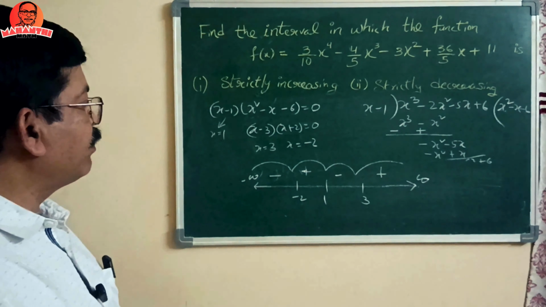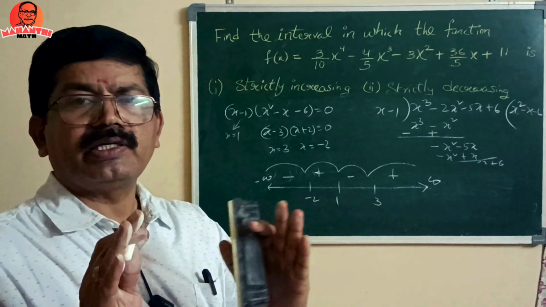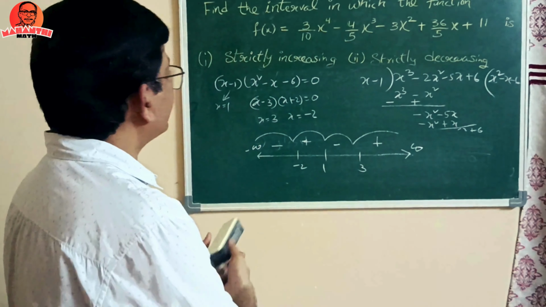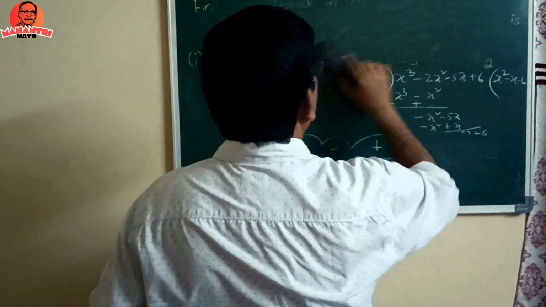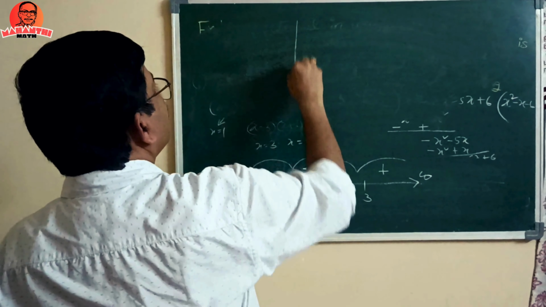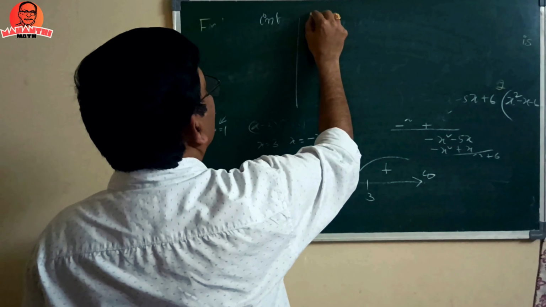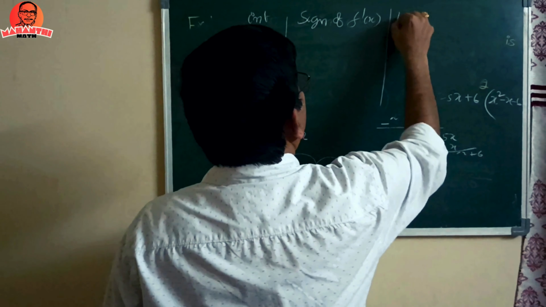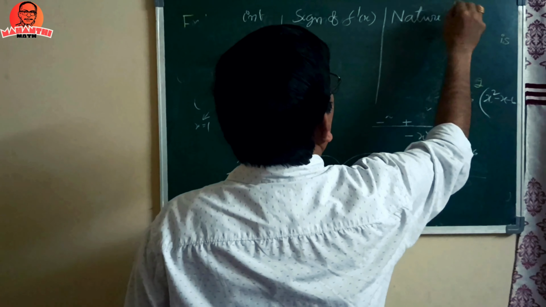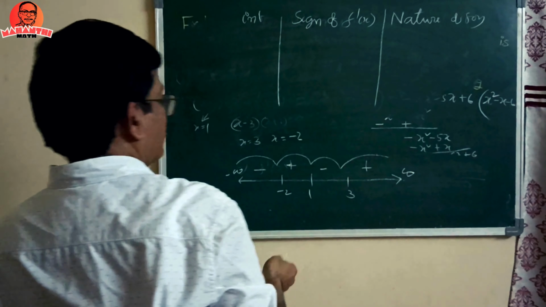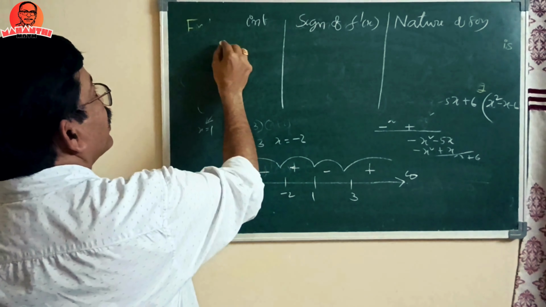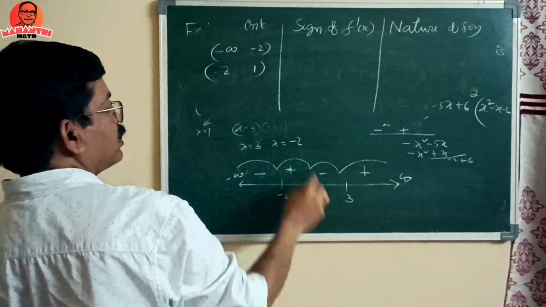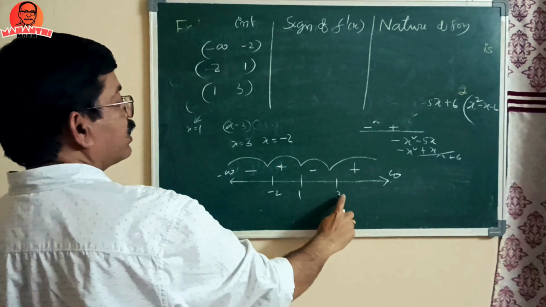Next step, we will write a table. What columns will be there in the table? Intervals, sign of f dash x, and nature of f of x. That table we will write. What is the first interval? Minus infinity to minus 2, second interval minus 2 to 1, third interval 1 to 3, fourth interval 3 to infinity.